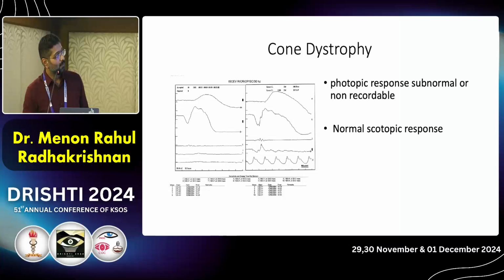So this is a cone dystrophy. If you look at the cone dystrophy, the name itself is self-explanatory: the cones are more affected, and the rods are a little healthier. But still, sometimes you see that the start of the A wave is delayed, and the B wave will be present, but it will still be a little delayed.